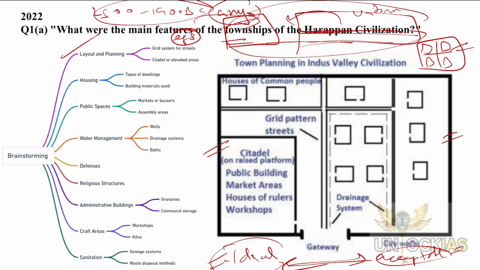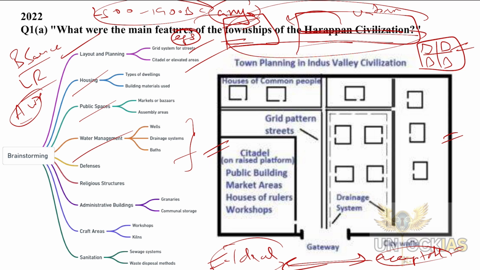That is why I say all you need is your understanding of basic sources, application of your logical reasoning, and answer writing practice over and over again. This brainstorming will go a long way in reorienting your head in the right direction. So, grid system for streets, citadel elevated areas, housing, public spaces, water management. These are the features of any township at all, and they are going to be a feature of the Harappan civilization too. Administrative buildings, religious structures, craft areas separately, sanitation areas, so to say.